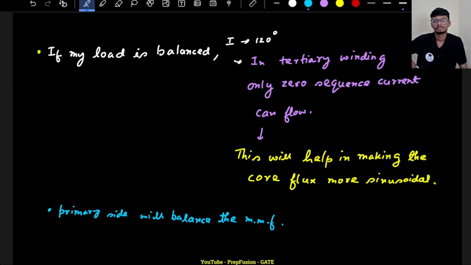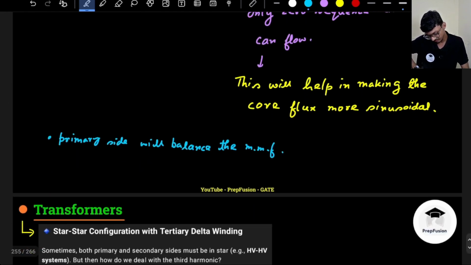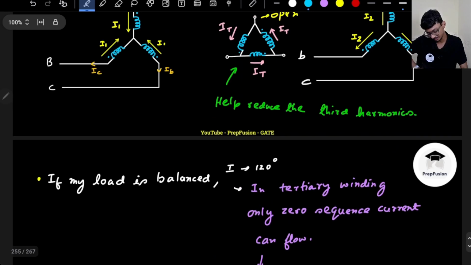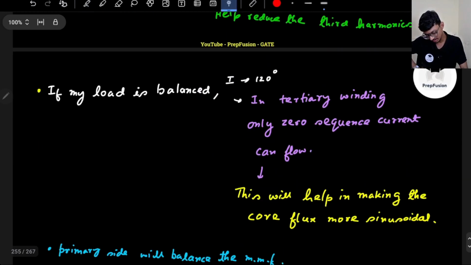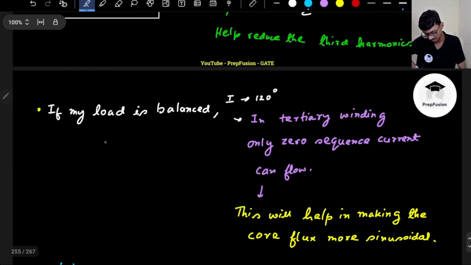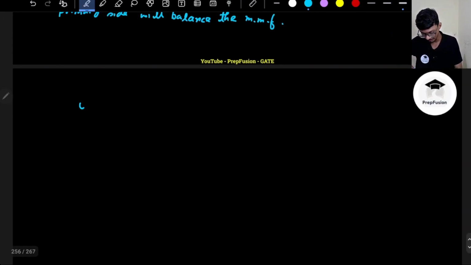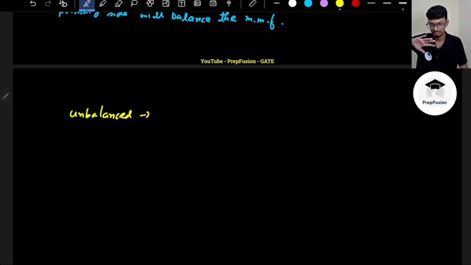Okay, got it. So the main thing is that if my load is balanced, then there is no problem. If my load is balanced, then the tertiary will not carry any current. Then the current IT will be zero because load is balanced, flux will be balanced, everything will be balanced. If somehow my load is unbalanced, then what will happen is that there will be three sequences of current, right?